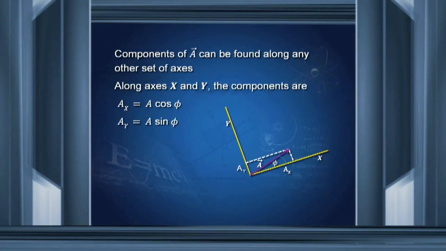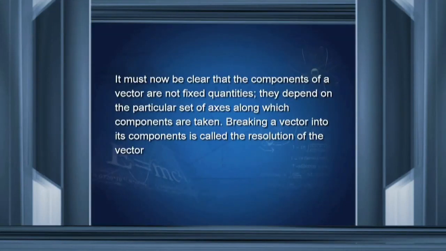One component goes this way, which cancels the tension in the string, and the other component gives us the force which moves the bob and oscillations take place. Therefore, resolution is an important concept, and therefore we are trying to explain it to you. And when we take the components of a vector along a set of axes, this process is called resolution of the vector. Now, let us reverse the process.